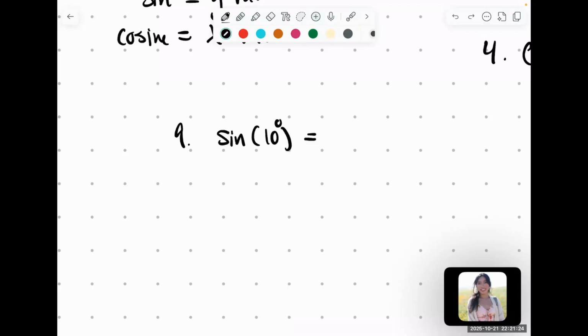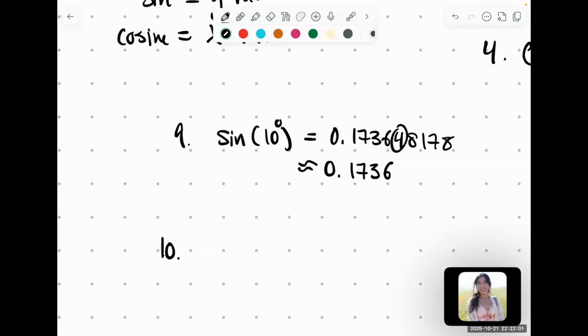So I actually have to switch mine back really quick. Degrees, okay. Sine of 10 is going to be 0.173648178, or we could just say 0.173. Let's see, that's a 4, so that's just going to say 6.